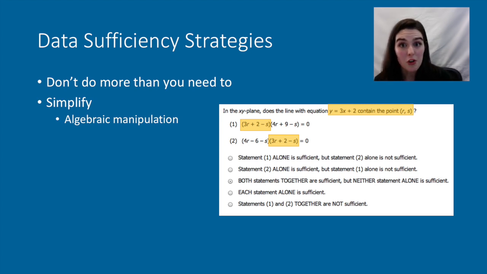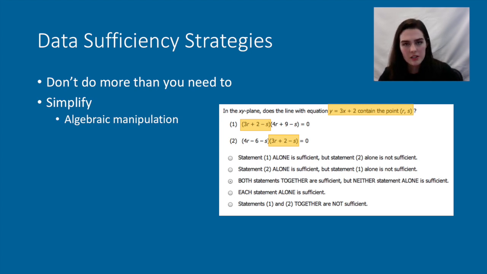So we've seen this problem before, actually. This one says, in the xy plane, does the line with the equation y equals 3x plus 2 contain the point rs? And then we get these statements that have these awful equations in them. Now, a lot of folks are going to go, okay, I need to expand these statements. I need to go 3r times 4r, then 3r times 9, 3r times negative s, 2 times 4r, blah, blah, blah. That's going to take a really, really long time.